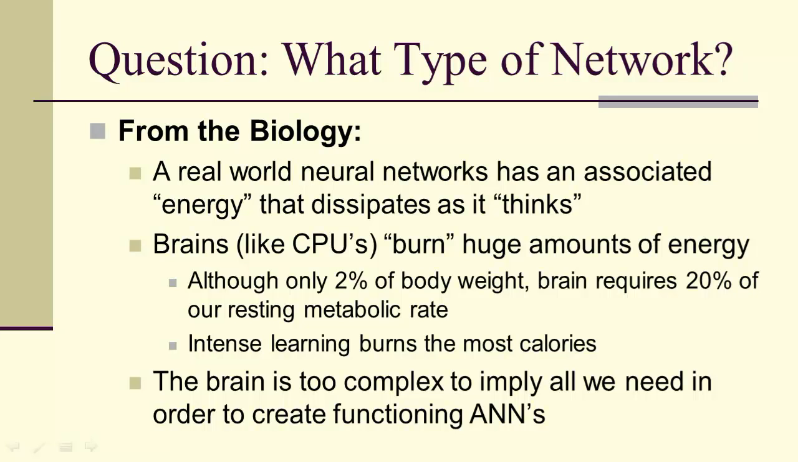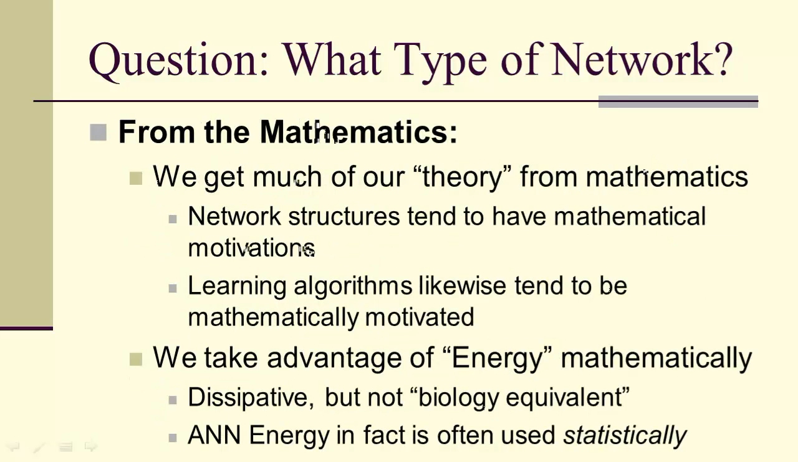Now the brain is too complex beyond these things to imply anything additional. So we can't really get exactly how the brain works by looking at the biology. So instead we're going to use math. And in particular, we'll get much of our theory from the math. We'll motivate most of our network structures from mathematical motivations. They won't even be small world. And our algorithms will be mathematically motivated. We'll take advantage of the energy thing mathematically. It'll be dissipative, but not in the same way that we get dissipation of energy from the biology. And in particular, we'll tend to use the energy more often statistically.